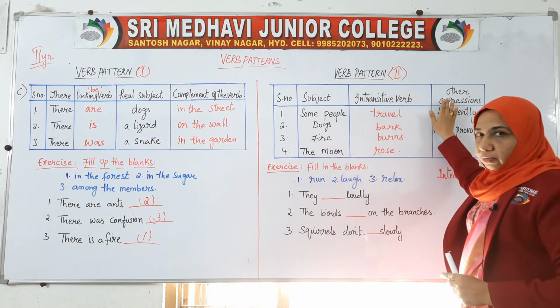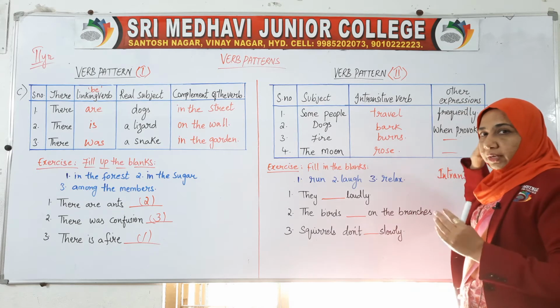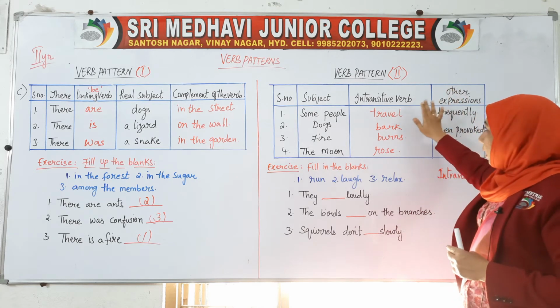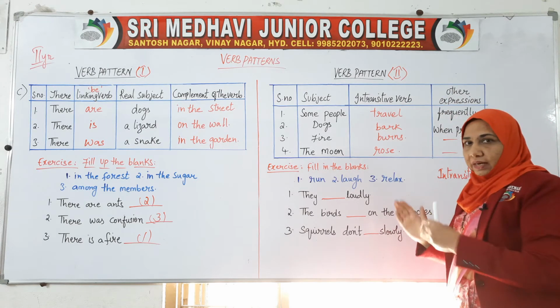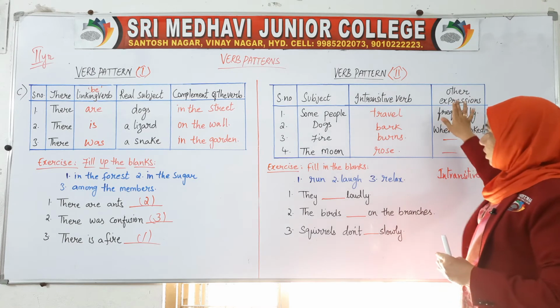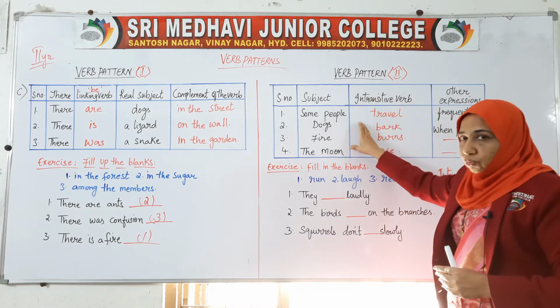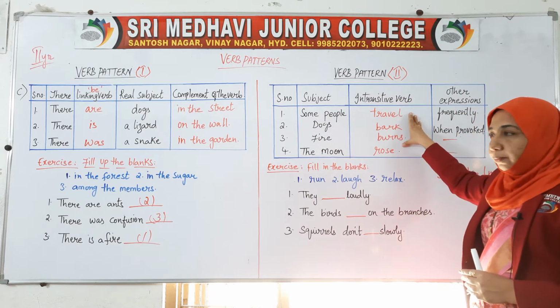Some people travel. There is no need for frequently, occasionally, seldom. These are certain other expressions which can be added, but without them also the meaning gets completed. This is verb pattern 2, where we are getting the subject and the intransitive verb.